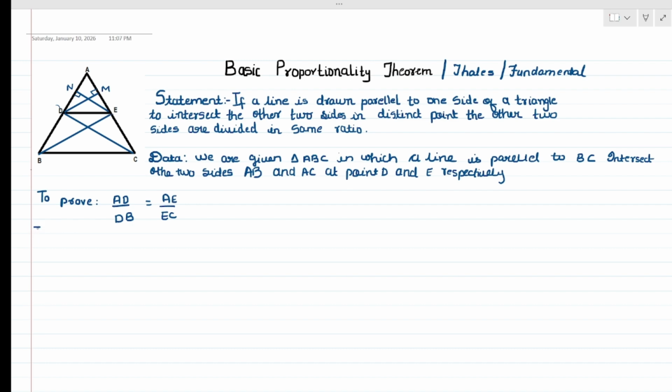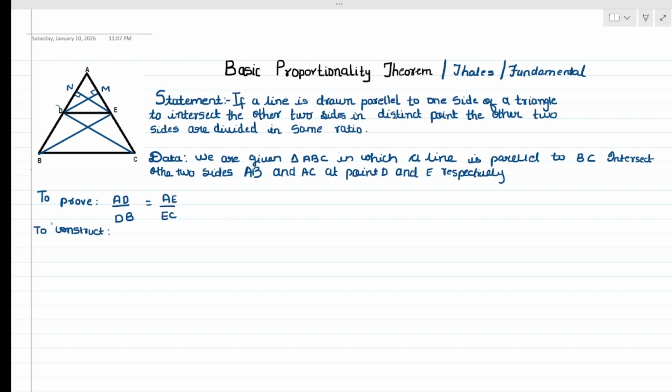Now next is to construct. To construct means what we are making. For to construct, you are making the altitudes. Now what are the altitudes? I am drawing an altitude which is shown with the help of the blue line: altitude EN on AB and DM on AC. Now you know that altitudes always make 90 degrees with the base, as I have shown here with the help of the square brackets. So here I have constructed the altitudes DM and EN and I have simply joined my lines DC and BE.